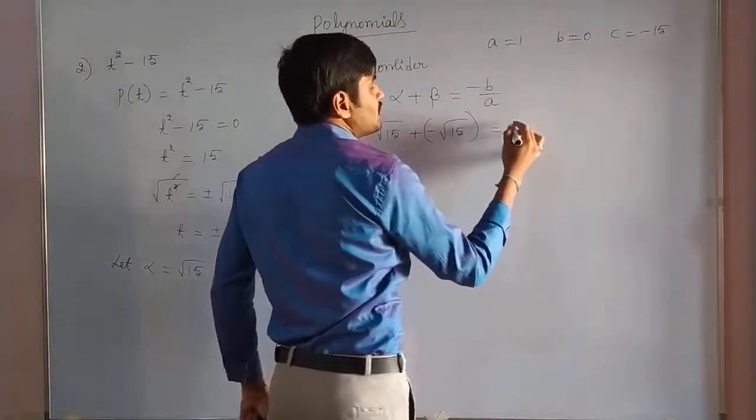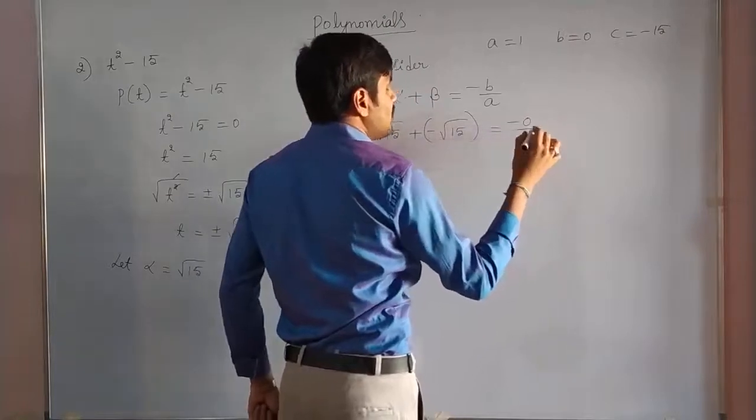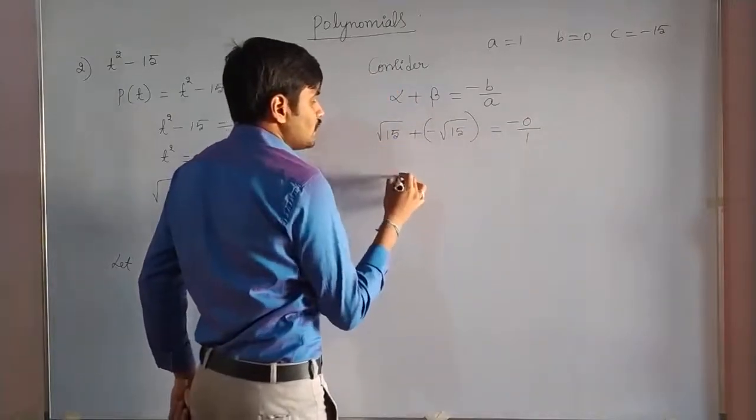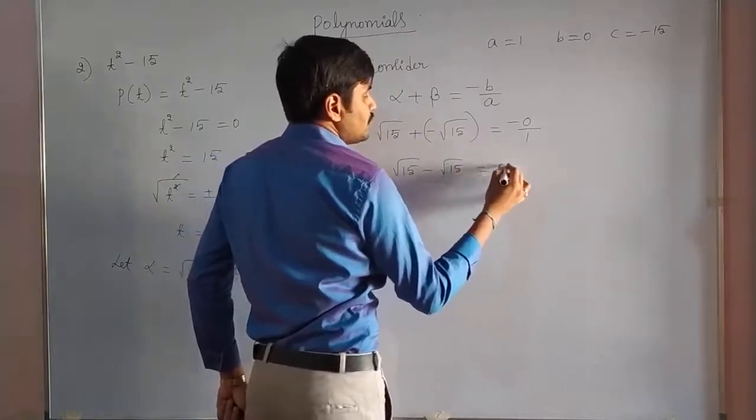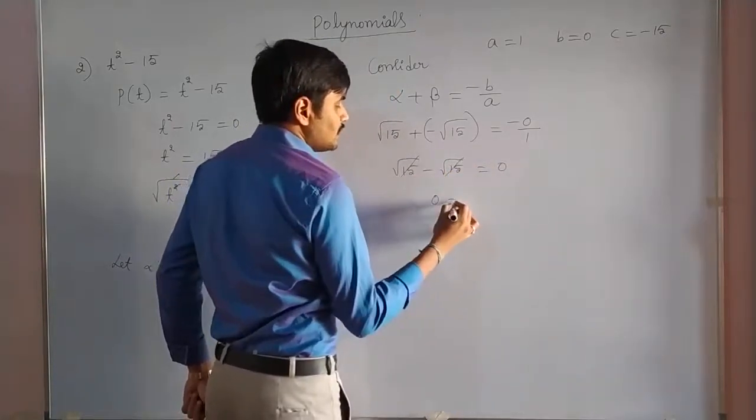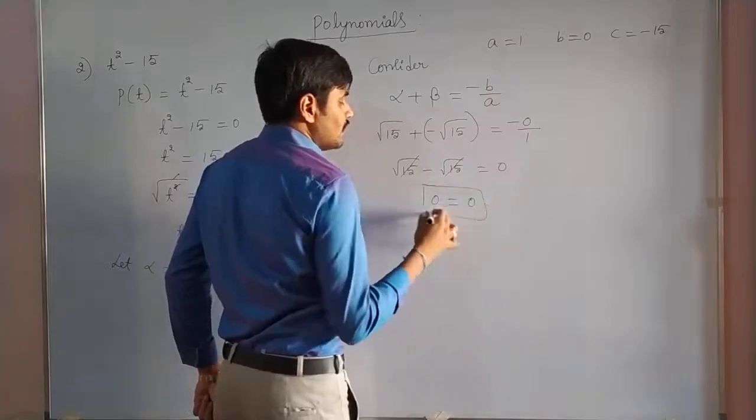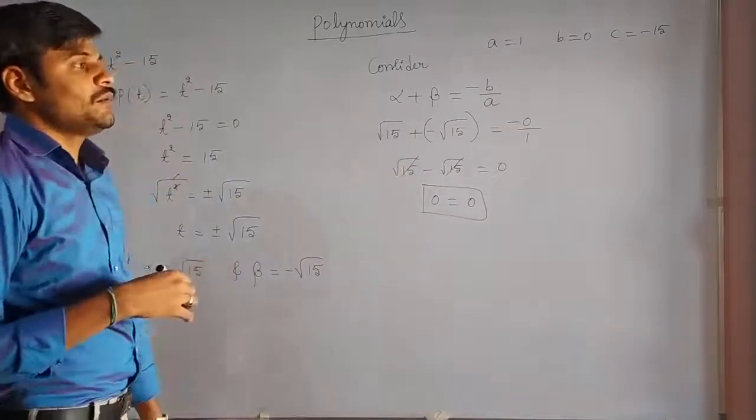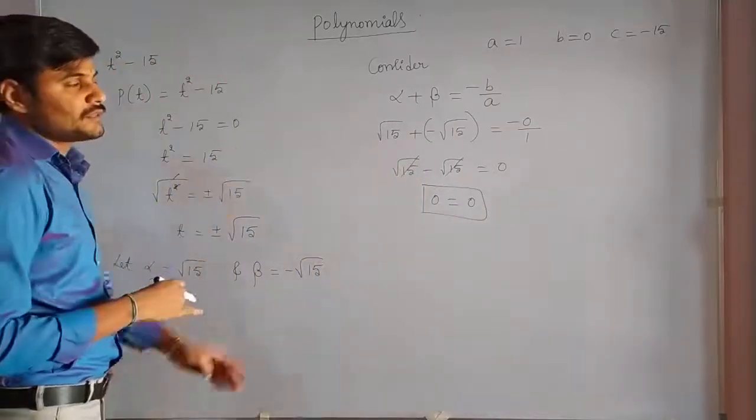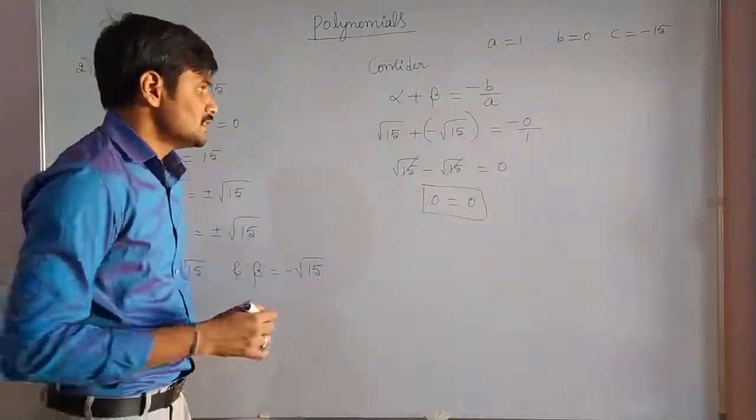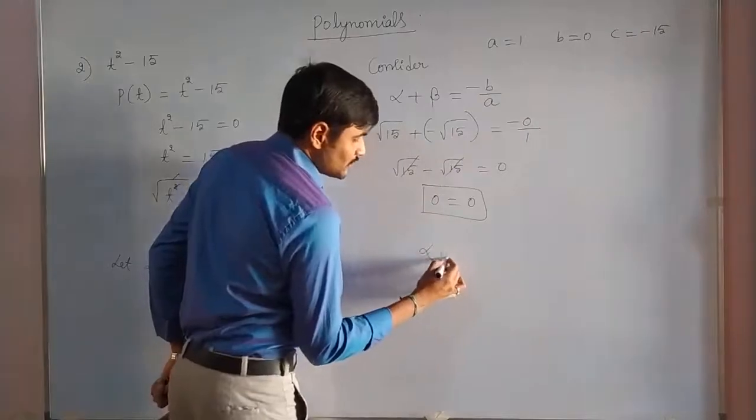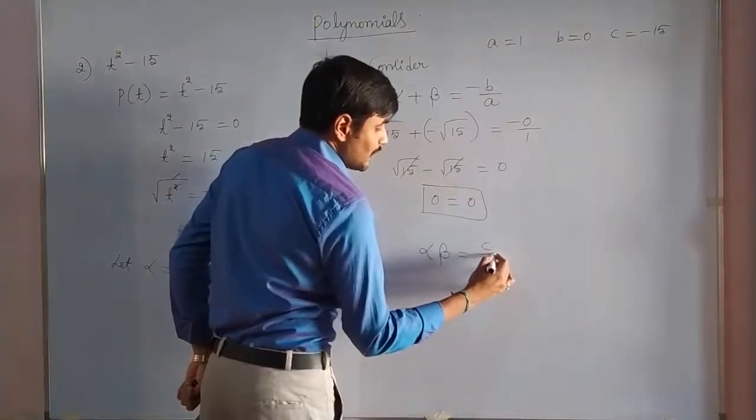Now minus b value is only 0 here, and 0 by anything is 0. So here root 15 minus root 15 is equal to 0. So they cancel, and that's verified. Sum of the zeros is equal to minus b by a. Both are equal. Sum of the zeros you got is 0 and minus b by a is also 0.